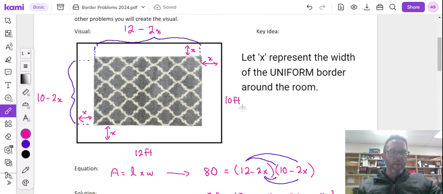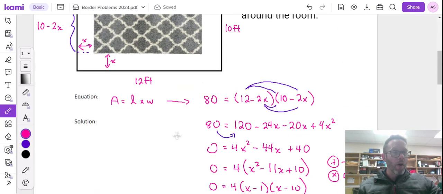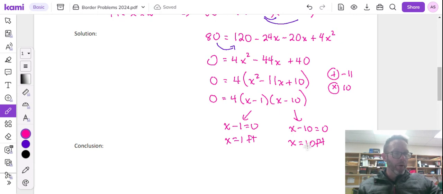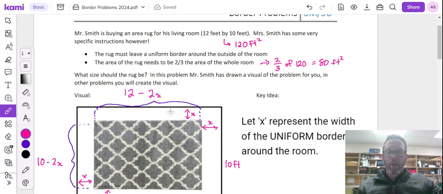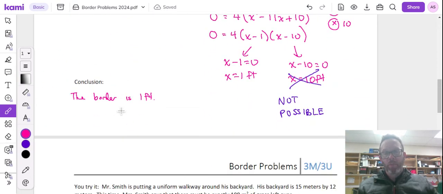Remember, the room is only 10 feet by 12 feet. So it's physically impossible to have a rug that would have a border that's 10 feet. I'm just going to put a little X through that. I'm just going to write in not possible for the reasons we just discussed. And so the uniform border width is 1 foot. So the border is 1 foot. And if we think about what the question asks for, what size should the rug be?